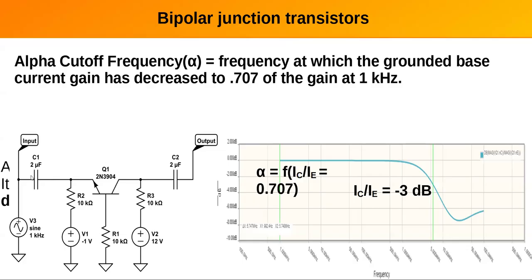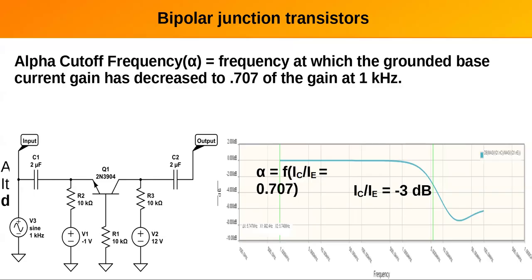And what you're doing is finding out at what frequency the gain drops 3 dB below what it was at 1 kilohertz. They just use 1 kilohertz as a reference. So whatever the gain was at 1 kilohertz, when it gets to a frequency where the gain is 0.707 of that, they call that the alpha cutoff frequency. Because higher frequencies are just going to keep going down and down. So that's its usable range in that configuration.